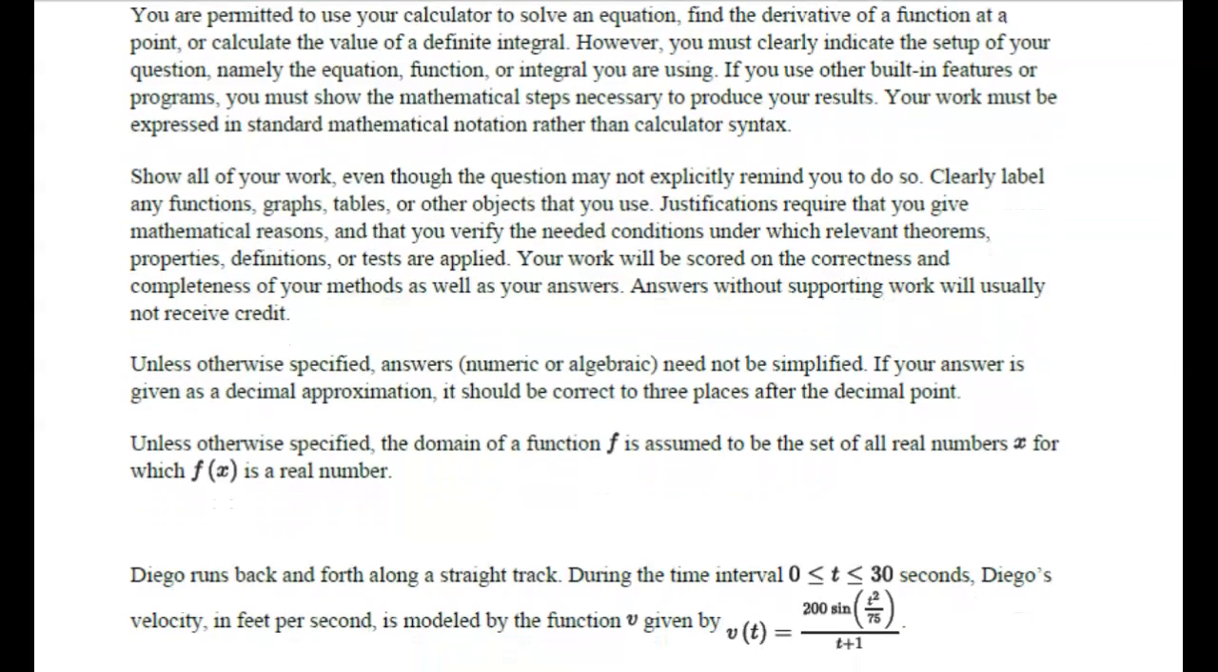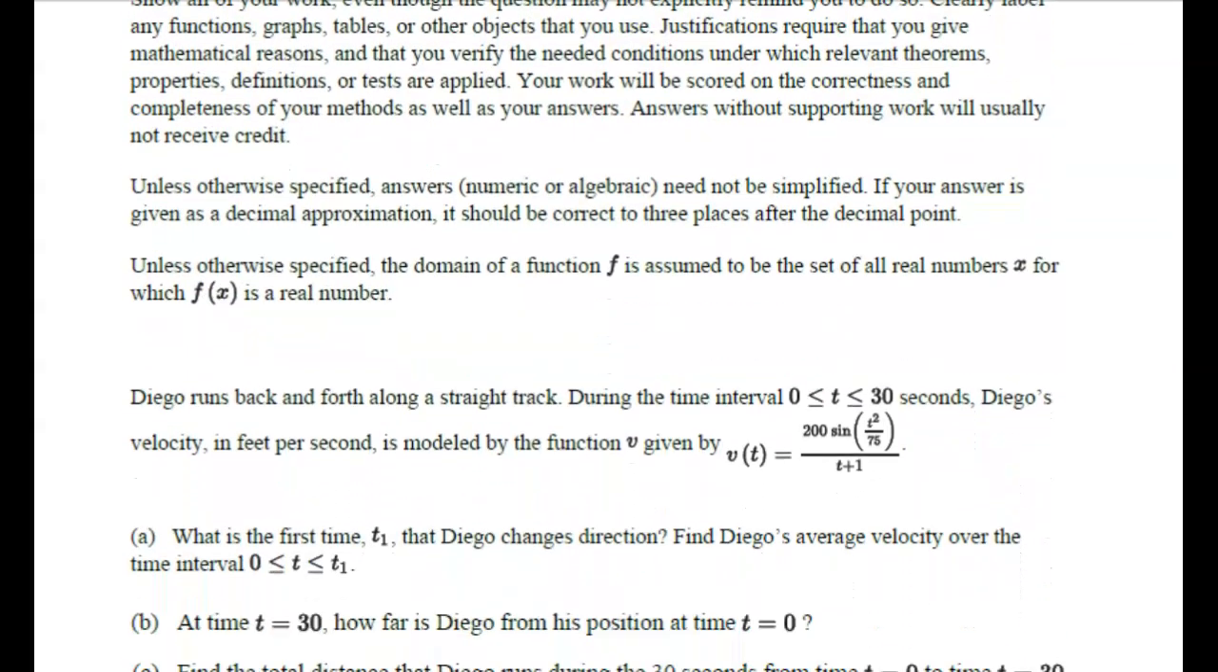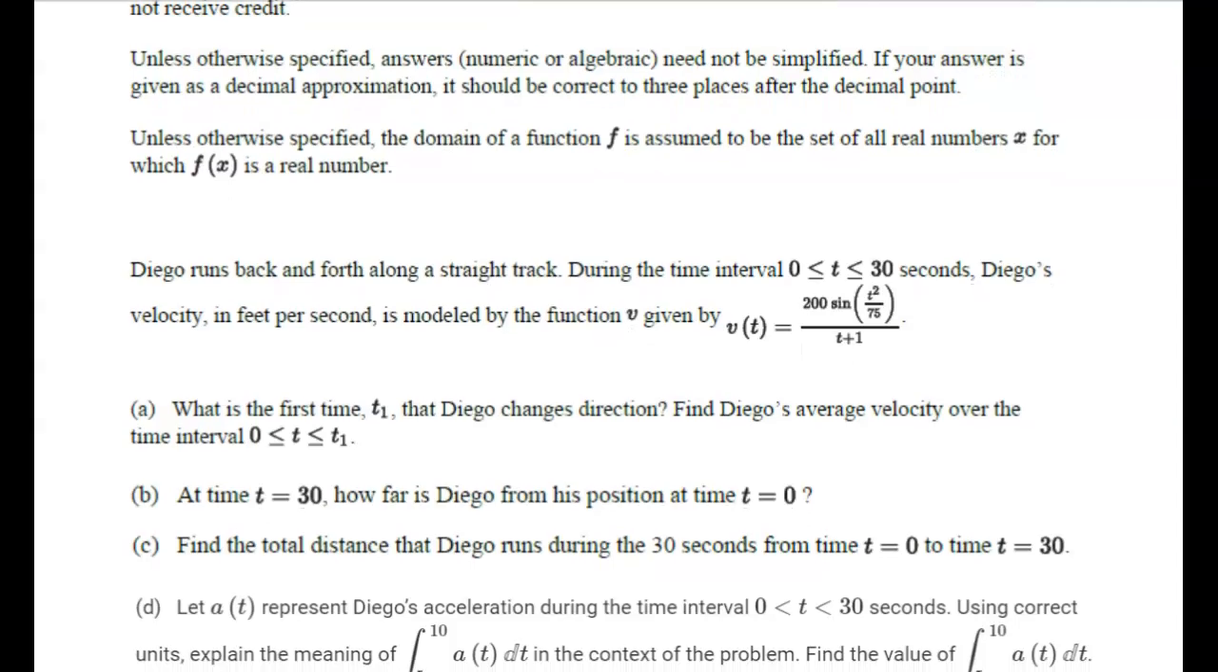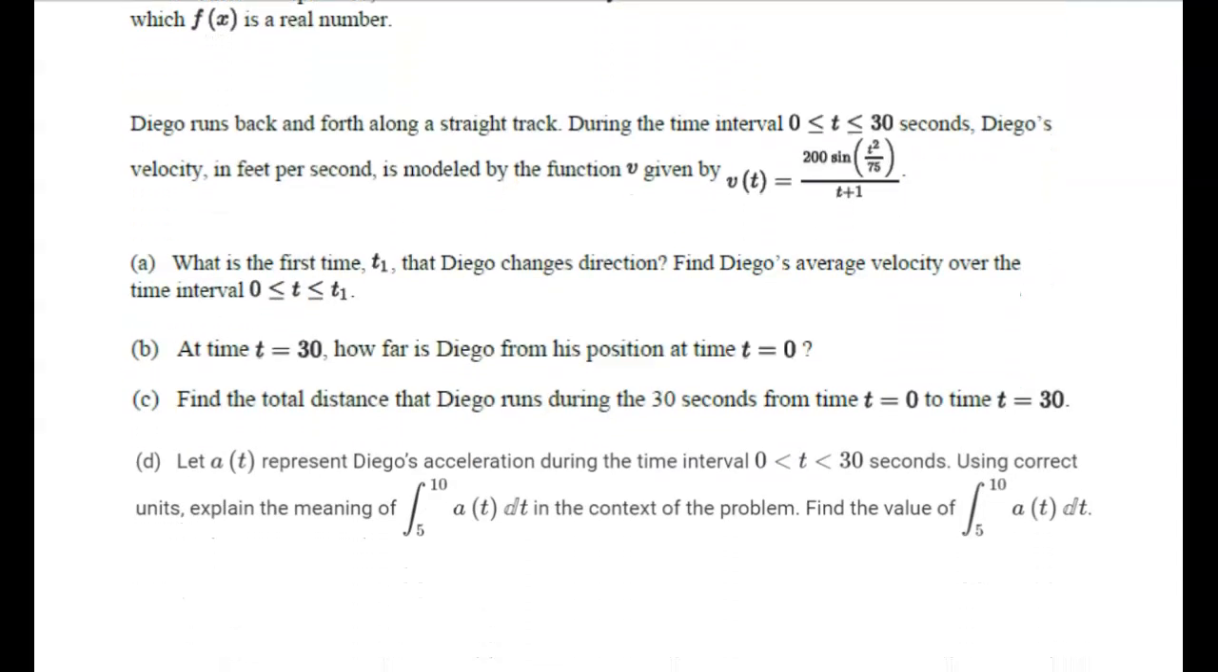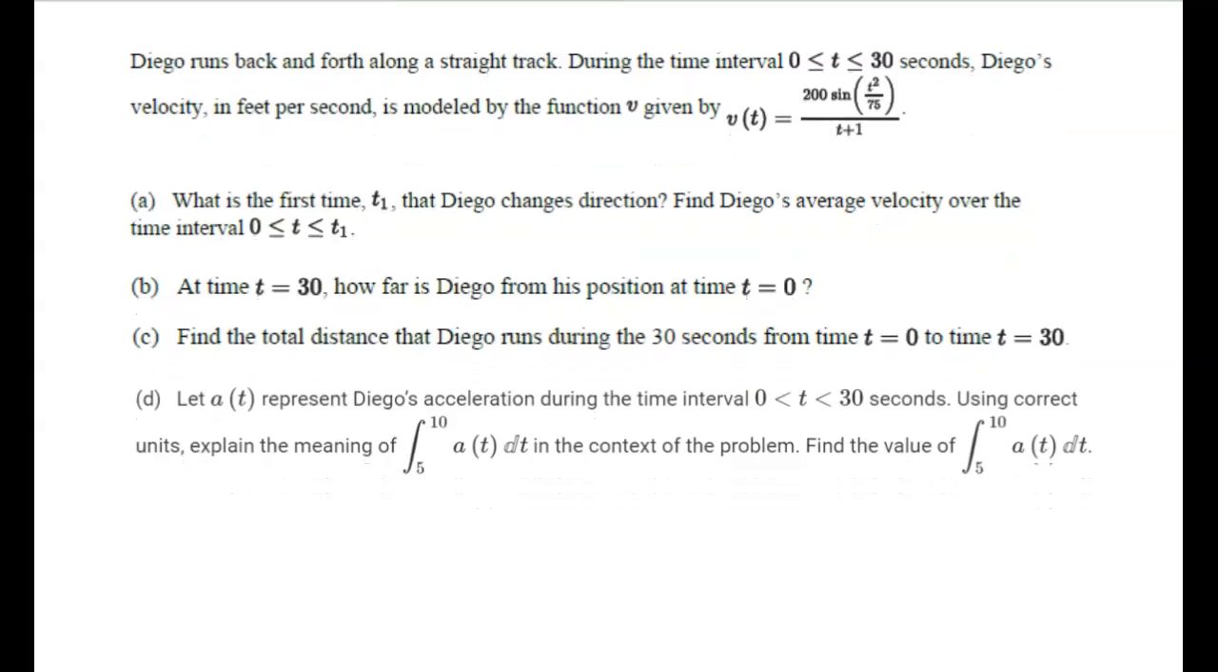Make sure you carefully read those directions before AP Test Day, because they will always be the same. Let's see, here's our situation here. And again, grab your graphing calculator, you will need it. Diego runs back and forth along a straight track. During the time interval between 0 and 30 seconds, Diego's velocity in feet per second is modeled by this velocity function. The first part of this question is worth 3 points.